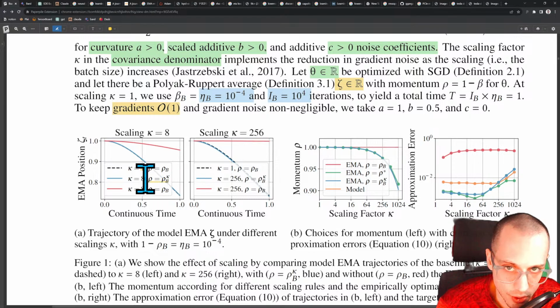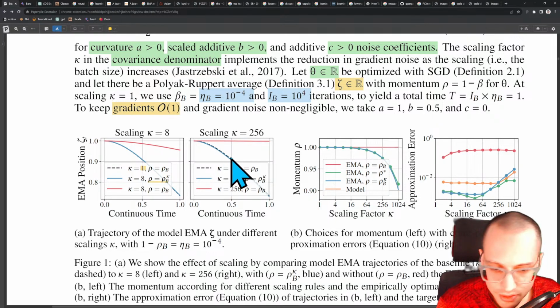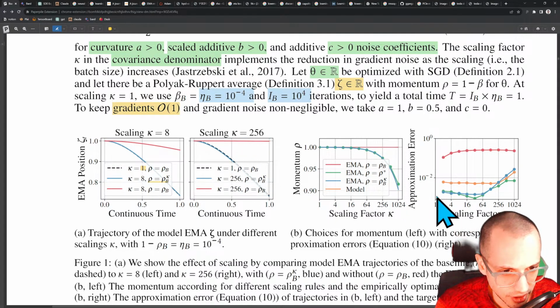So if we wanted to show that you should change your momentum rho based on the k value according to our scaling law, rho equals rho_b to the k, then we would want to show you that if you do that, the blue line is the same as the black line, and the red line is different from both of them. And that's what they're showing you here. So if you make k equals 8, the blue line is the black line, good to go. If you make k equals 256, the blue line is the black line, good to go. So far, so good. And then here they're going to do the same thing. Here they want to show that the blue line is the same as the green line, I guess.